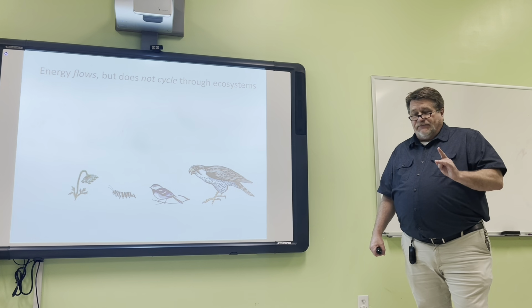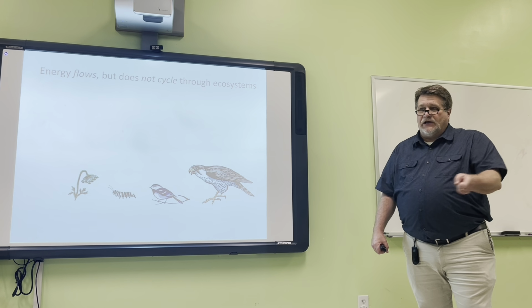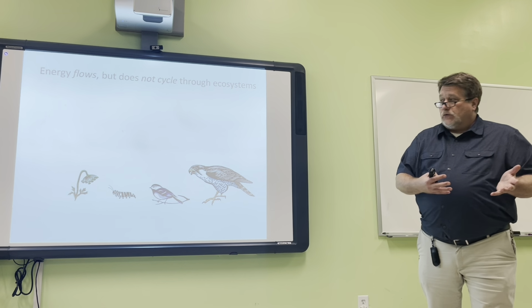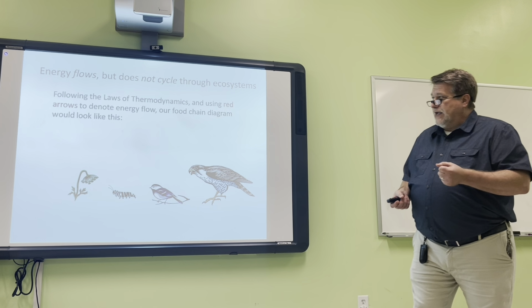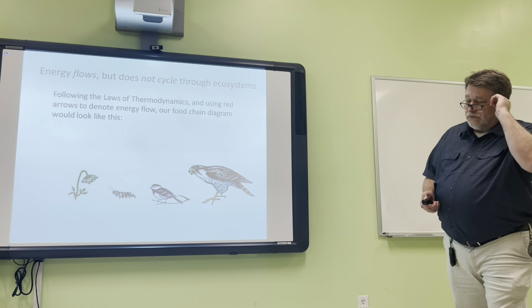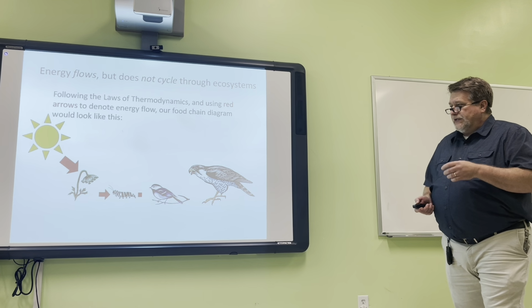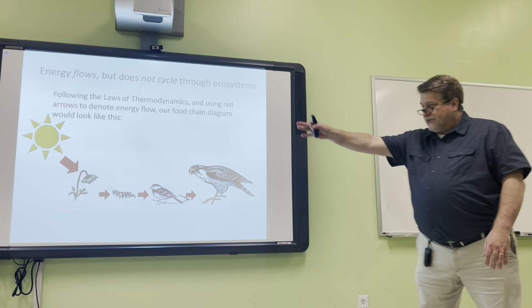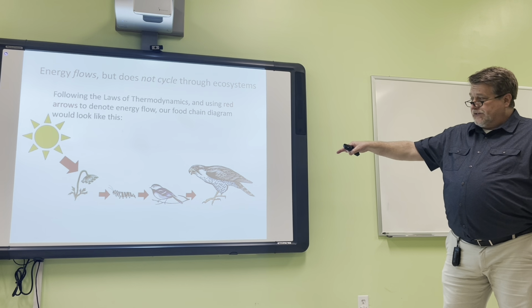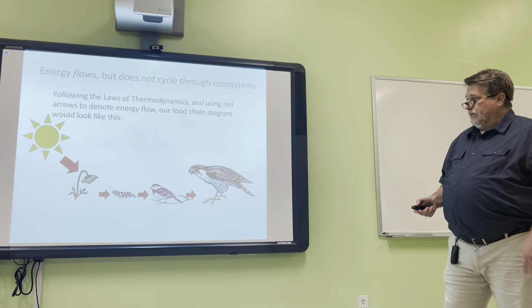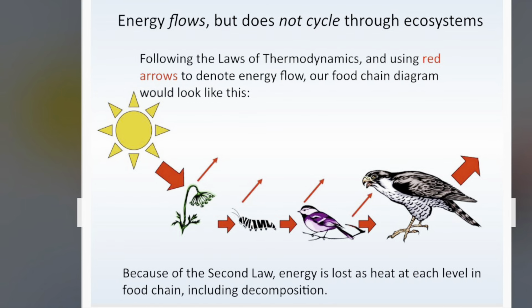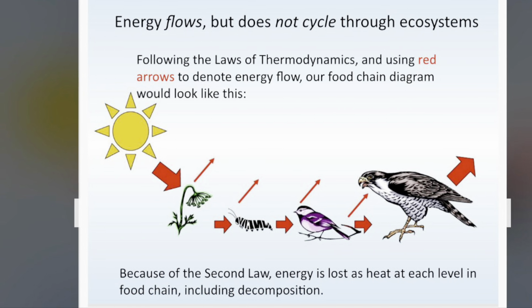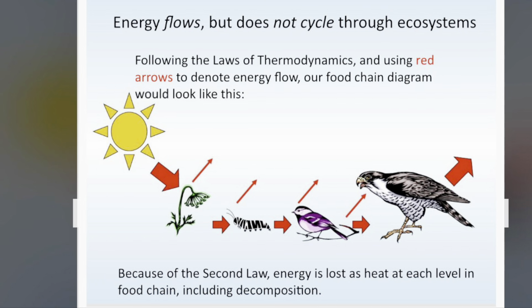Energy, however, is different. Energy cannot be recycled. We've already said that. You can change its form, you can move it, but it can't be recycled because of that second law. So in the case of laws of thermodynamics, we're going to use red arrows here. And since it's ultimately coming from the sun through the producers, energy also flows through each link in the chain. But again, it's not recycled, because at each level, at each conversion point, some of that energy is lost as heat. So there's not going to be any recycling here.